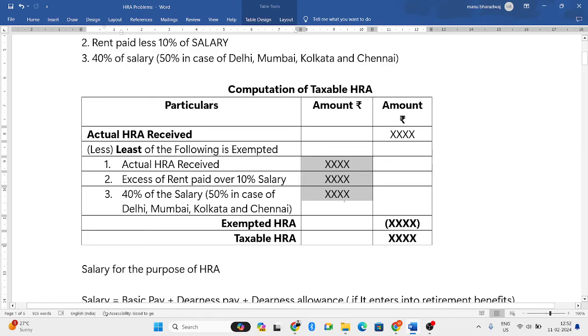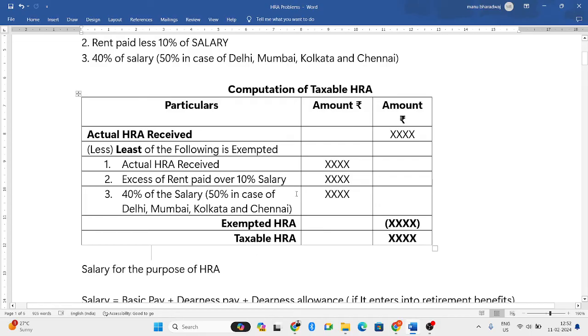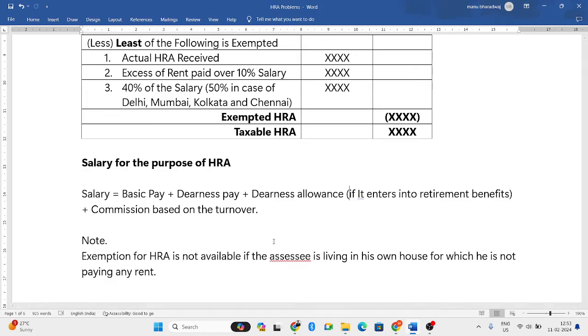Out of these three amounts, whichever is the least amount will be considered as exempted HRA, exempted house rent allowance. The remaining will be taxable allowance. This is the format. Now, salary for the purpose of HRA. Salary comprises basic pay plus DA, the portion of dearness allowance which enters into retirement benefits. Only the portion which enters into retirement benefits will be considered, plus commission, if he has got any based on the turnover or sales achieved by him.